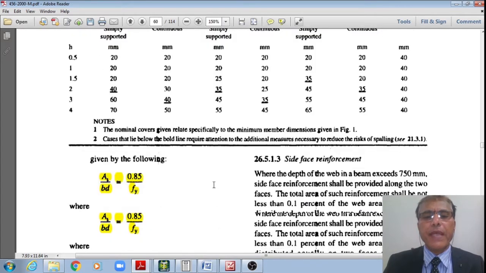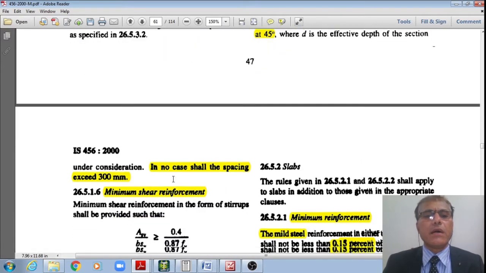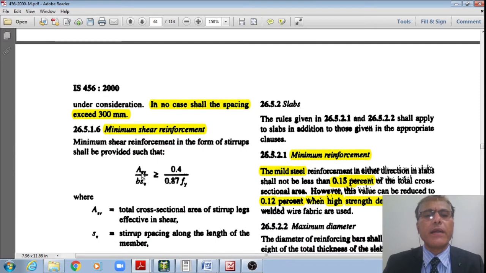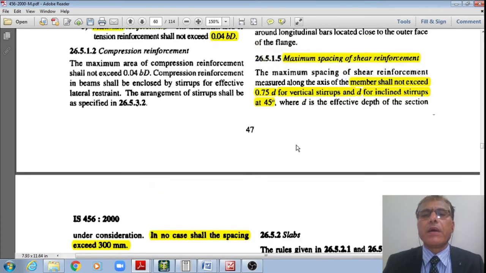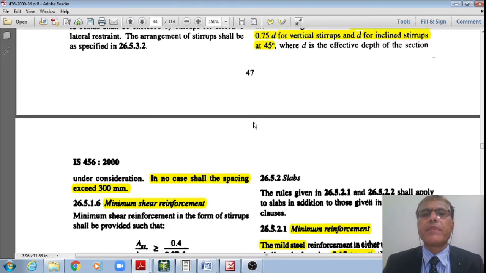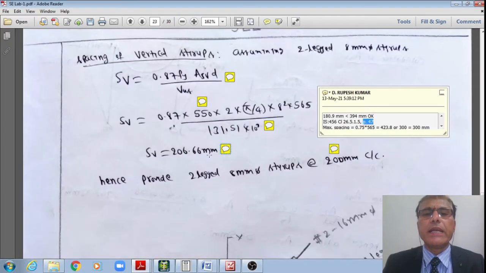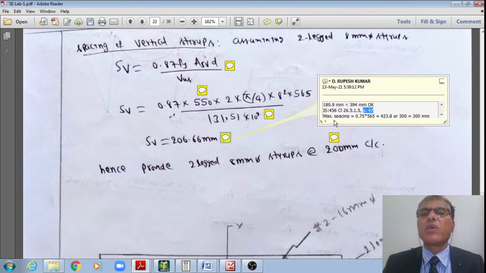This clause says that minimum shear reinforcement should be provided as ASV by BSV, greater than or equal to 0.4 divided by 0.87 fy. The same clause also says that the maximum spacing of shear reinforcement, if we are using vertical stirrups, should not be greater than 0.75 d or at maximum 300 mm, as appropriate. Using this, let me calculate quickly.